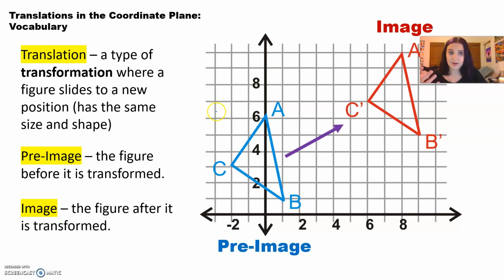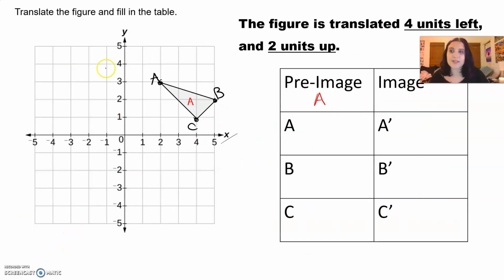The before of a translation is called the pre-image. So that's before it's transformed. The image is the figure after it's been translated. So let's go on to our example.